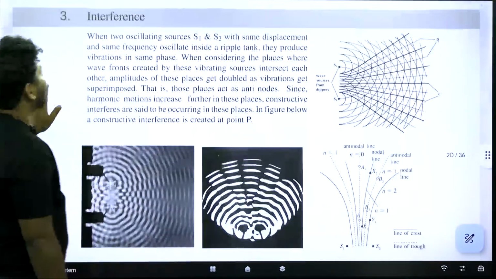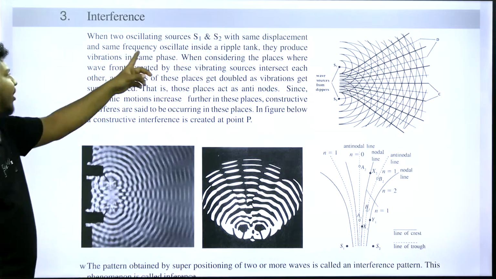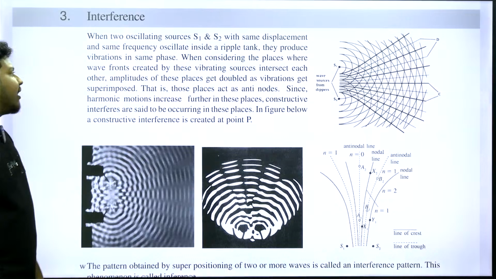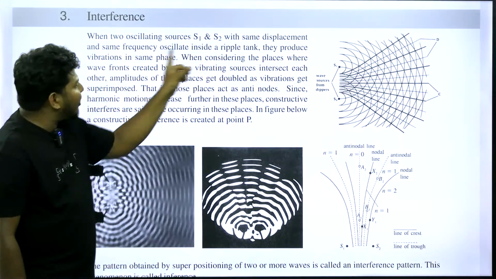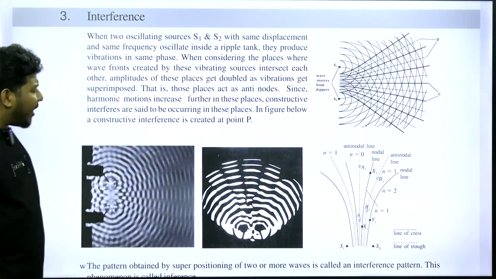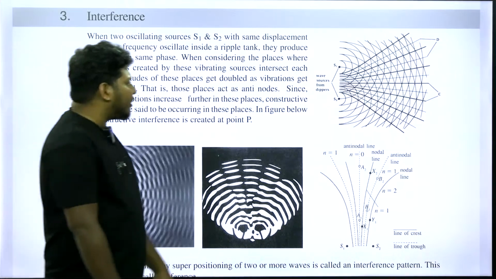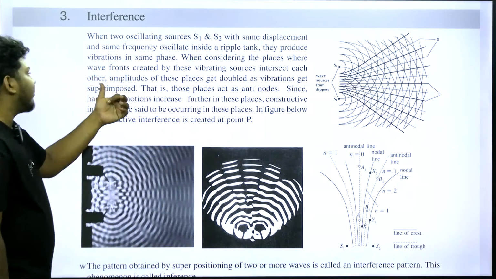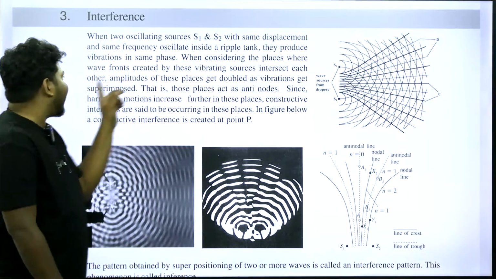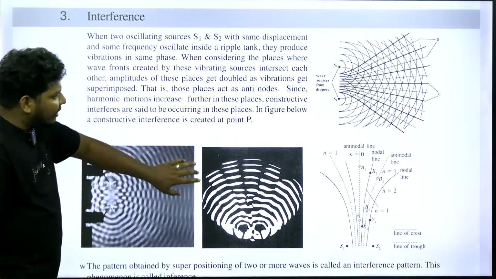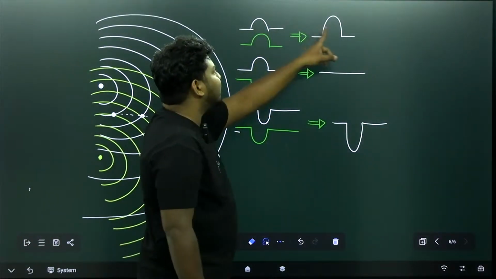So look at this one. When two oscillating sources S1 and S2 with the same displacement and same frequency oscillate inside a ripple tank, they produce vibrations in the same phase. When considering the places where wavefronts created by the vibrating sources intersect each other, amplitudes of these places get doubled as vibrations superpose. So in this case, these will be doubled up.